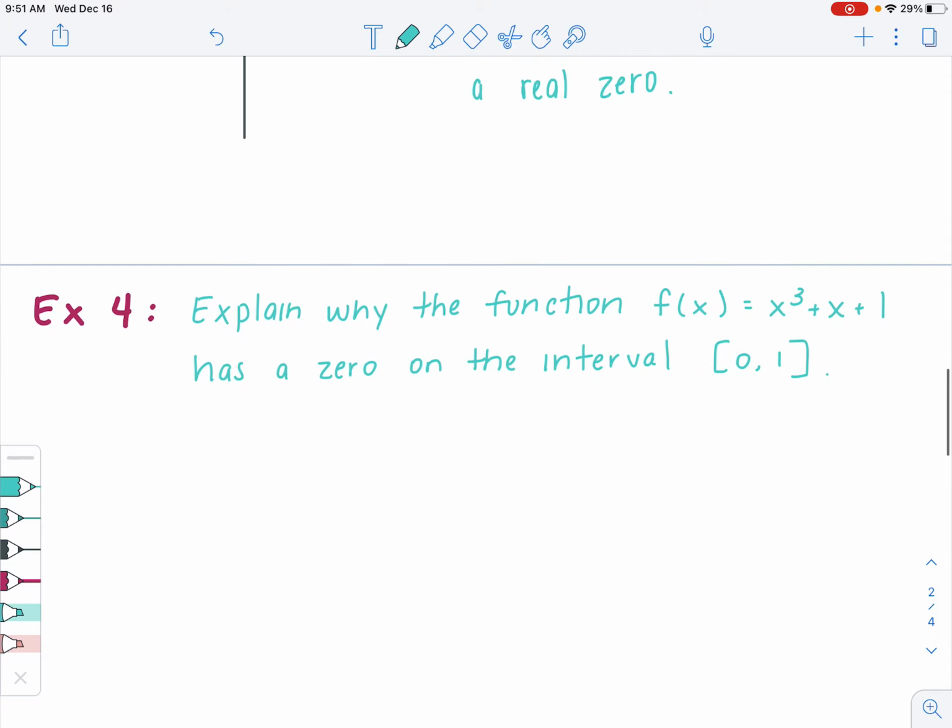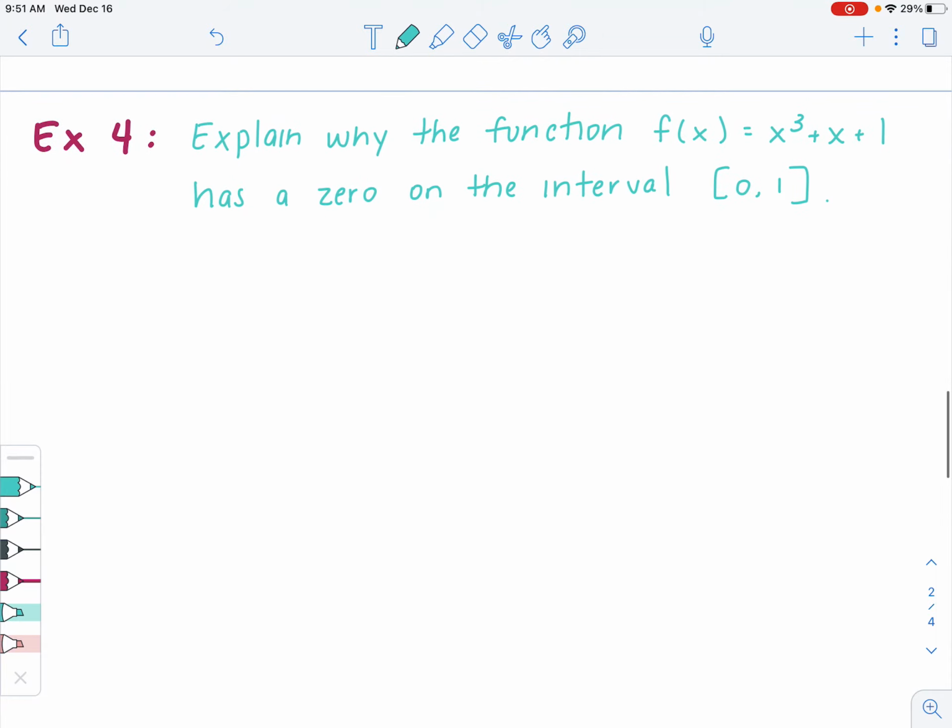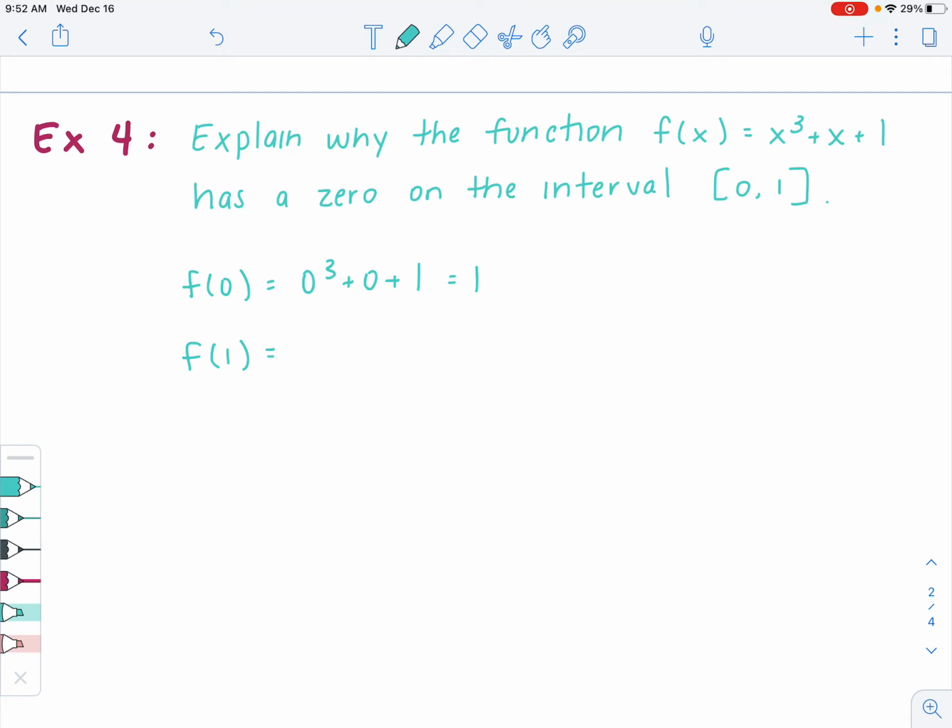The last kind of question I could ask you is to prove it or show mathematically and explain why the function f of x equals x cubed plus x plus 1 has a zero on the interval 0 to 1. So the first thing I want to find if I'm solving this problem is f of 0. So plug in 0, I get 0 cubed plus 0 plus 1, which just gives me 1. And then I want to find f of 1, because I want to know what my y values are at those 2 points. Because these are my x values that they gave me. I need to know if my y values are positive and negative. So then I plug in 1, and I get 1 cubed plus 1 plus 1, which gives me 3. And when I look at this, f of 0 gives me 1, f of 1 gives me 3. Both of those are positive, so I do not have the ability to guarantee a 0 on this interval.